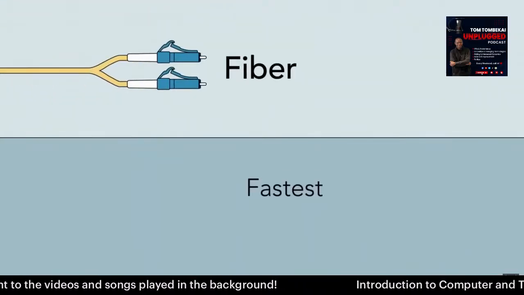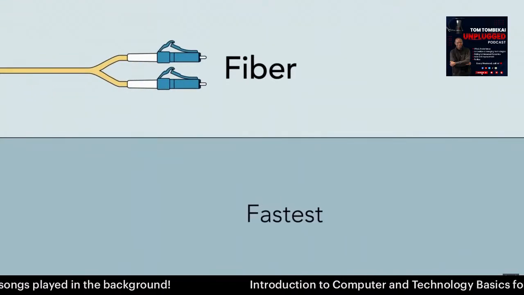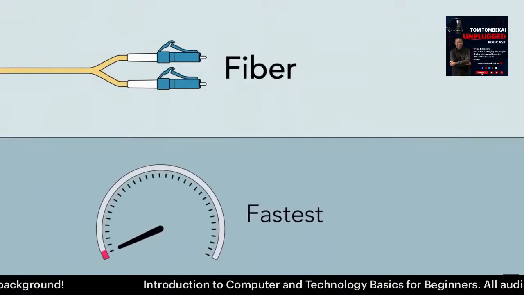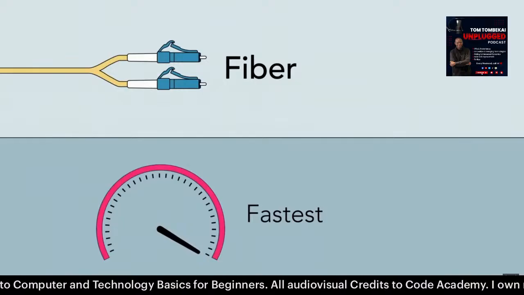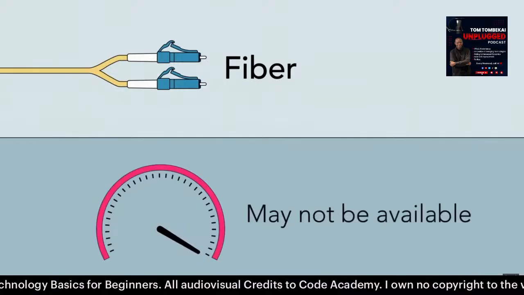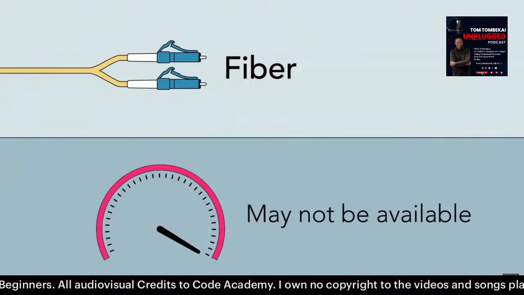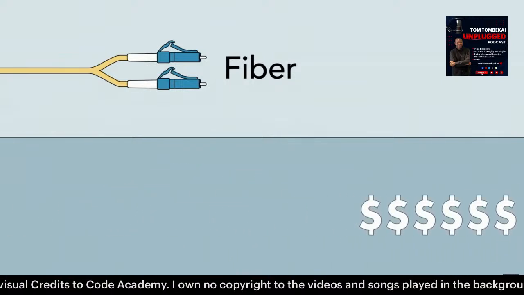Fiber is the fastest type of broadband currently available. Using fiber optic cables, it can provide speeds that exceed even DSL or cable. However, it may not be available where you live, and it tends to be more expensive.